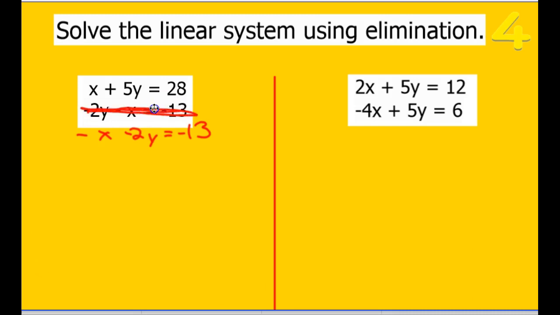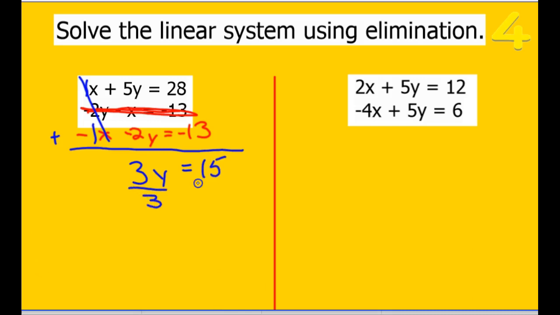Now we can see if we have any opposites. Well, x and negative x, we have 1x and negative 1x. Those cancel out because they're opposites. Positive 1x is the opposite of negative 1x, so it eliminates. Now we have 5y minus 2y. Well, that gives us 3y equals 28 minus 13, so we get 15.